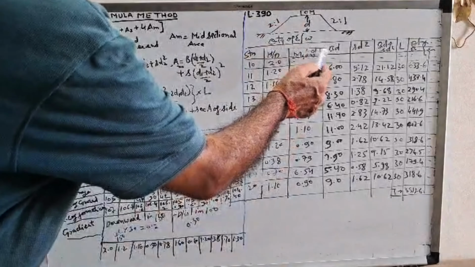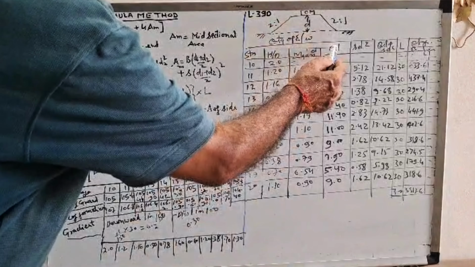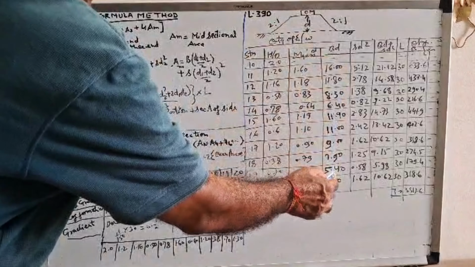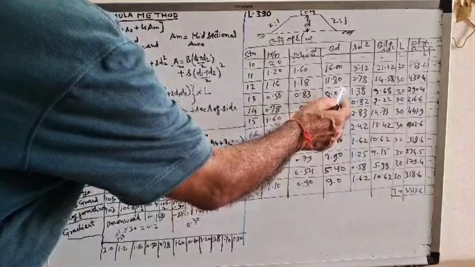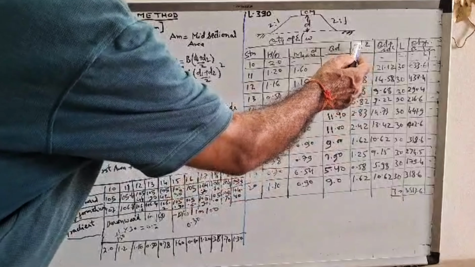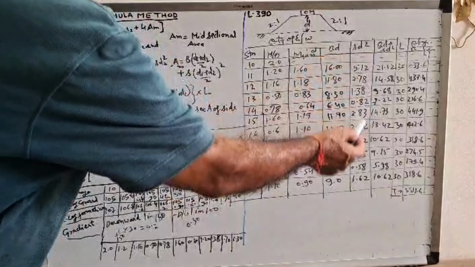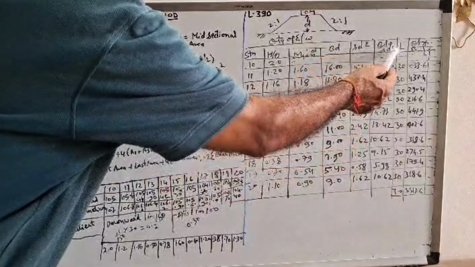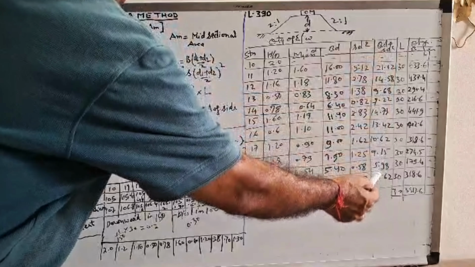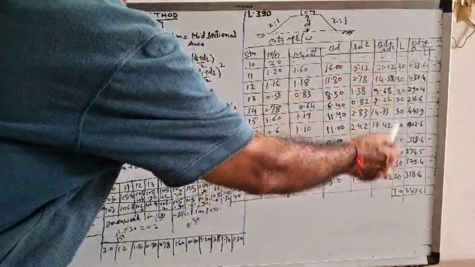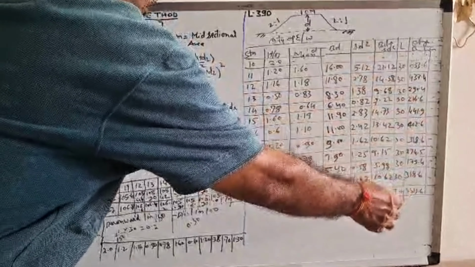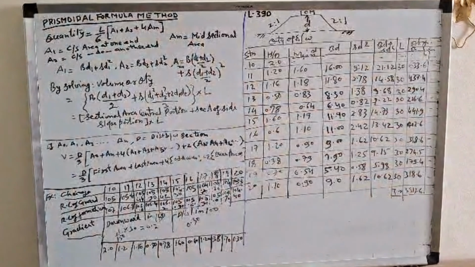Now you multiply B, which is 10 meter, by D, so you will get these values. This is 11.8, 10, and this is SD square, S is 2, so 2 multiplied by your D square, you will get these values. After BD plus SD square will be the whole area, and this multiplied by the 30 meter chainage will give you the total quantity, that is 3513.6.